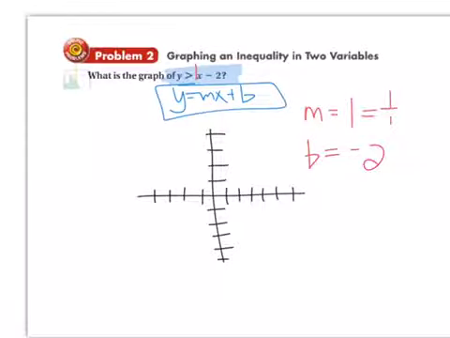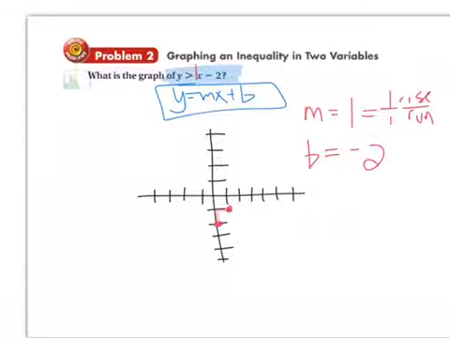So as far as graphing this goes, I'm going to begin on the y-axis at negative 2. And then from there, my slope is positive. So remember, slope is rise over run. That means from that point at negative 2, I'm going to go up 1, right 1. So I'm going to put my second point here.